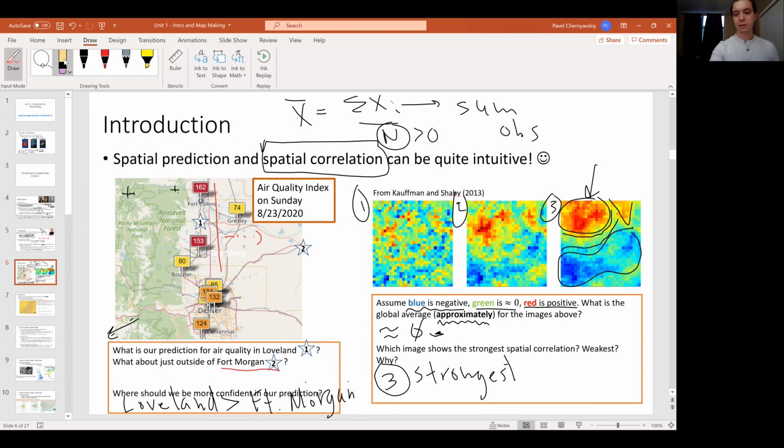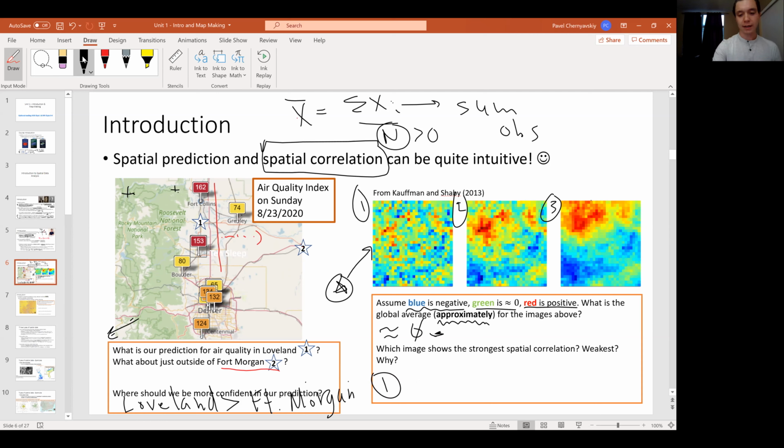Well, you might imagine that the weakest spatial correlation, probably you can tell, is over here. 1 has the weakest spatial correlation. When we spot a red tile, sometimes there's a yellow tile next to it. Sometimes there's a blue tile next to it. Sometimes blue tiles touch other blue tiles. Sometimes blue tiles touch red tiles. So 1, in fact, was generated, these data were all synthetic, such that there was no spatial correlation present. And number 2 is in between.